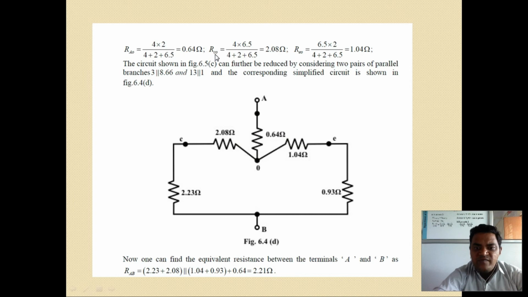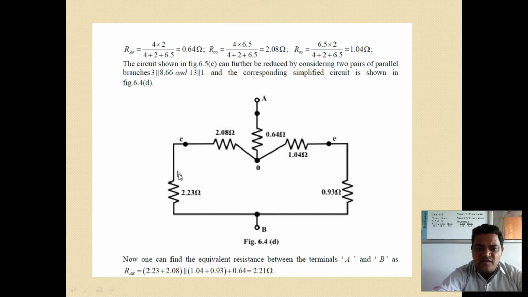which gives 0.64 ohm. Then R of CO is equal to 4 into 6.5 upon 4 plus 2 plus 6.5, which is 2.08 ohm. Similarly, we have calculated 1.04. So now we can find R of AB.